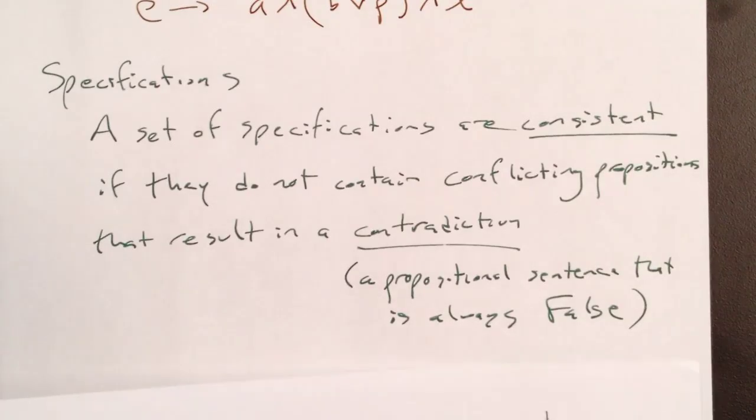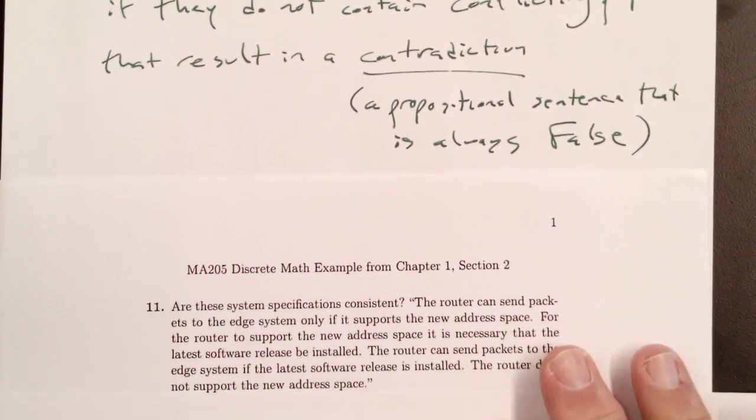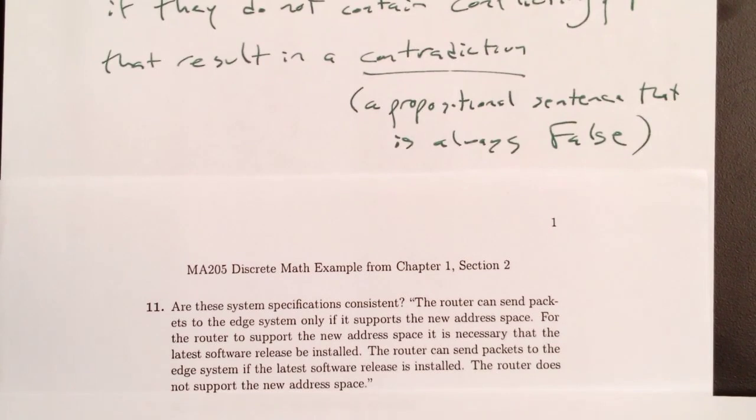I'm going to cheat. I stole this one directly from the textbook. Are the following specifications consistent? The router can send packets to the edge system only if it supports the new address space. For the router to support the address space, it is necessary that the latest software release be installed. The router can send packets to the edge system if the latest software release is installed. Router does not support the new address space.